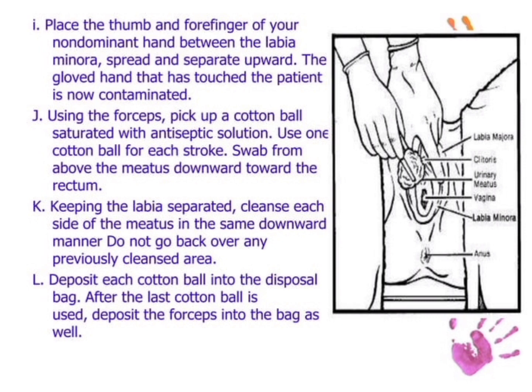Swab from above the meatus downward towards the rectum. Keep the labia separated. Cleanse each side of the meatus in the same downward manner. Do not go back over any previously cleansed area. Deposit each cotton ball in the disposal bag. After the last cotton ball is used, deposit the forceps into the bag as well.